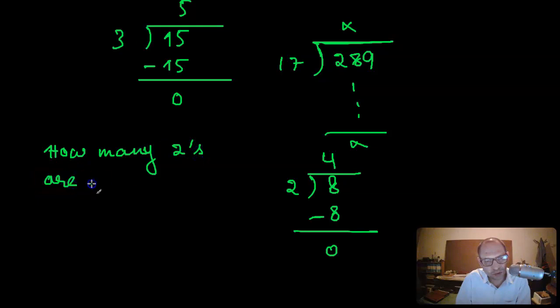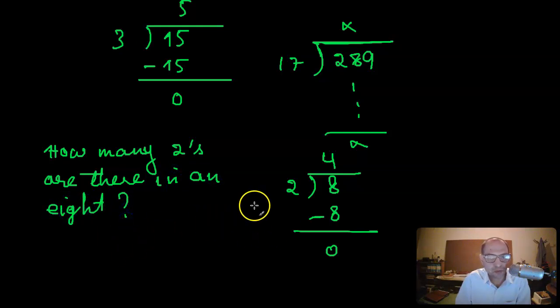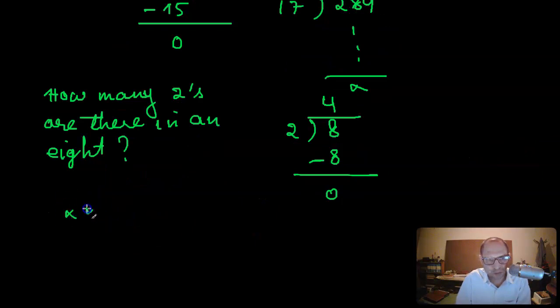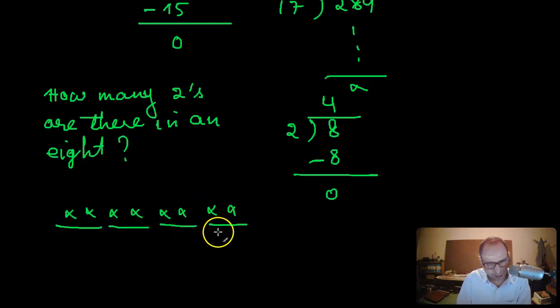how many twos are there in an 8? So how do I know that? I have 8 pebbles over here: 2, 4, 6, and 8. I have 8 pebbles over here, and I want to know how many twos are there in an 8. So I take 2 pebbles away, another 2 pebbles away, another 2 pebbles away, and another 2 pebbles away, and so I had to take the pebbles away 4 times.